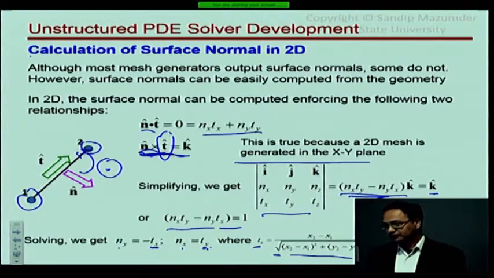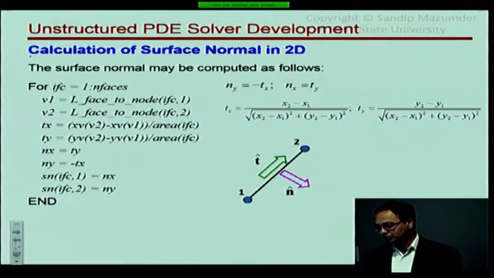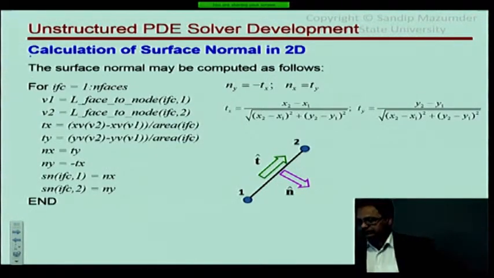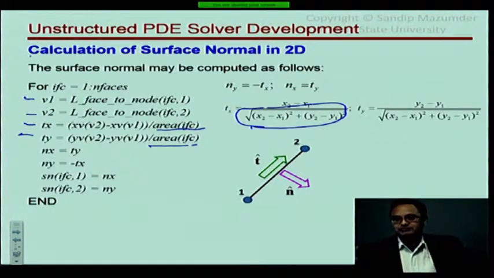All right. So here is a sample code to do that. Again, we are getting vertex 1, vertex 2. Here's my tx, ty. Note that I've divided it by the area. Why? Because the area is nothing but this guy that I have in the denominator. Area being the length of that segment, really. So if I have already calculated the area of the face, that's nothing but the length of that segment, and I'm simply dividing by that.